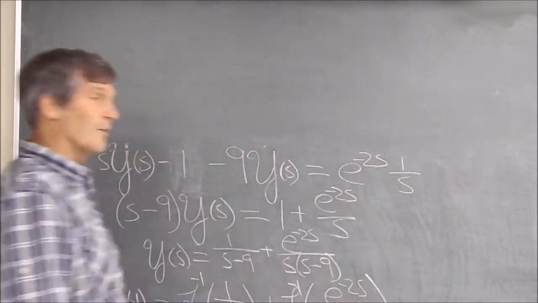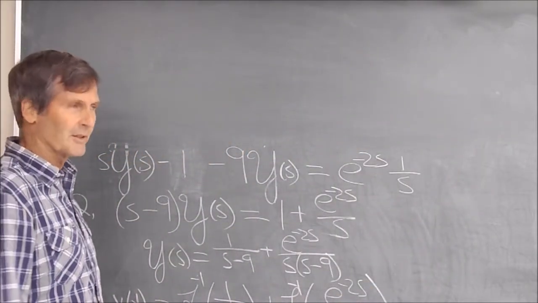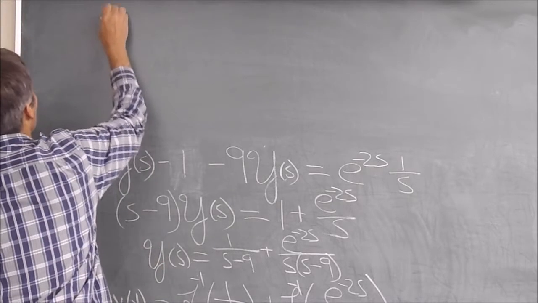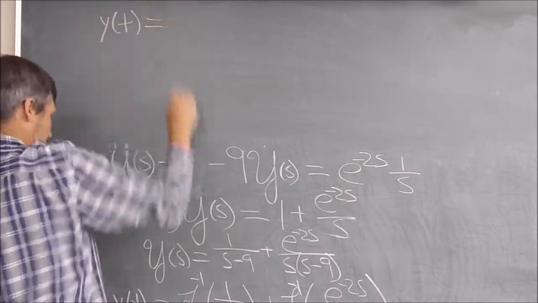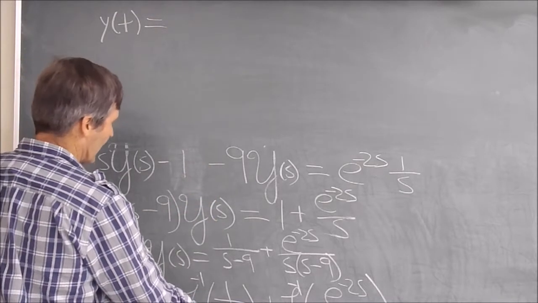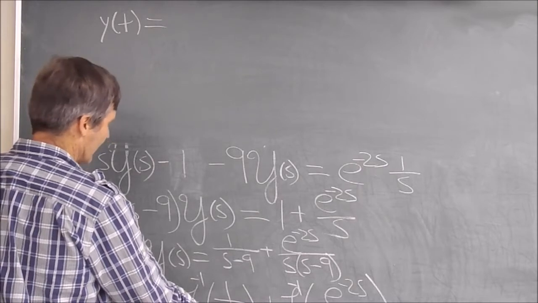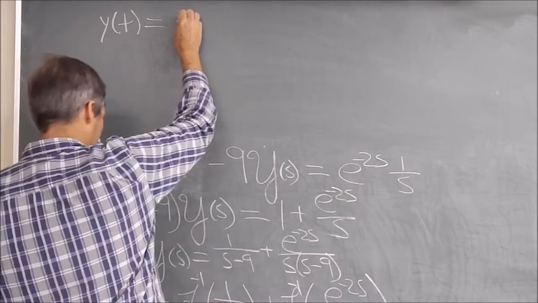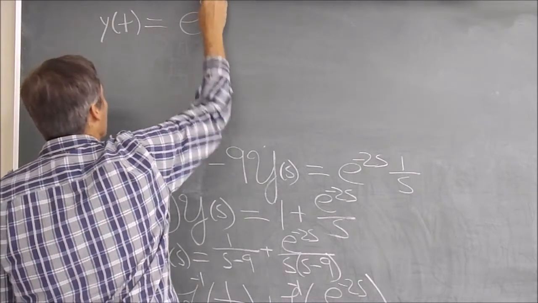So solving differential equations by the Laplace transform is as easy as 1, 2, 3, right? Just have to remember those 3 steps. Y of t equals, well, what's the transform of 1 over s minus 9? Remember, the transform of 1 over s minus a is the transform of e to the at, so this must be e to the 9t here.